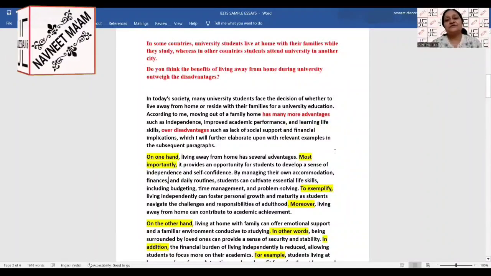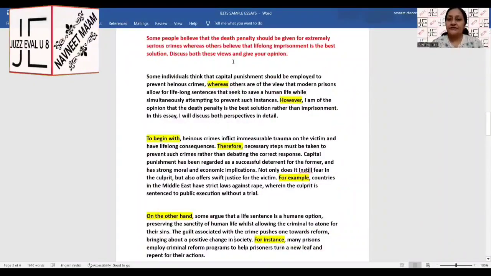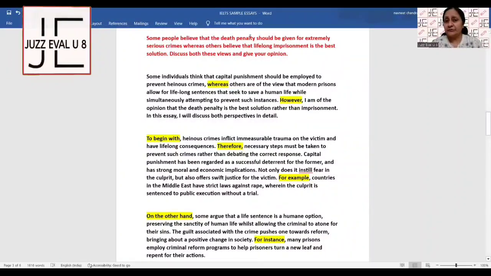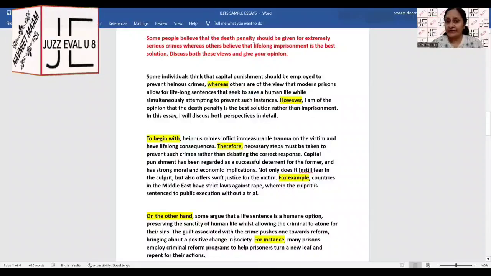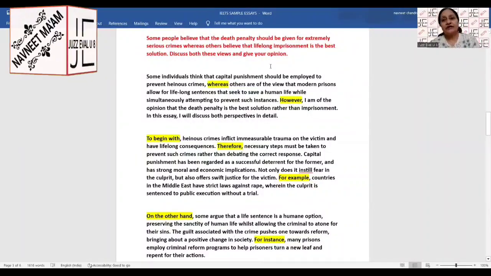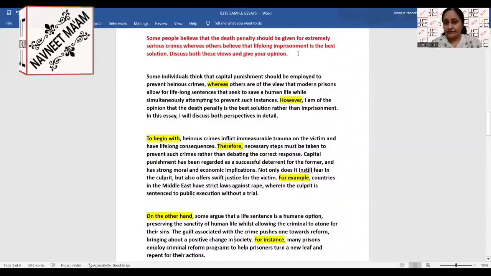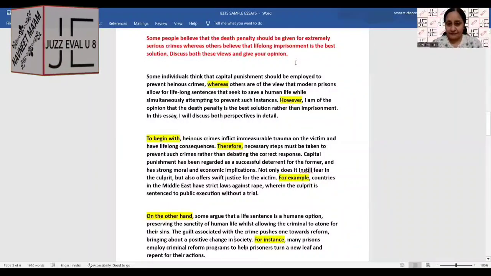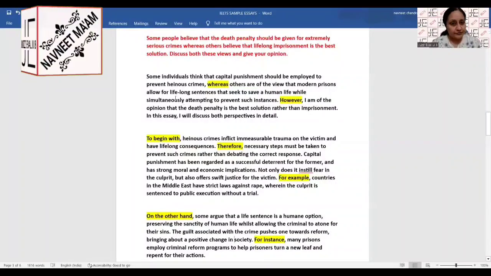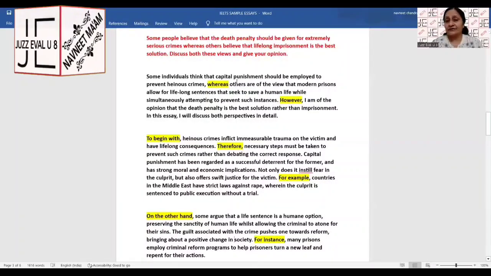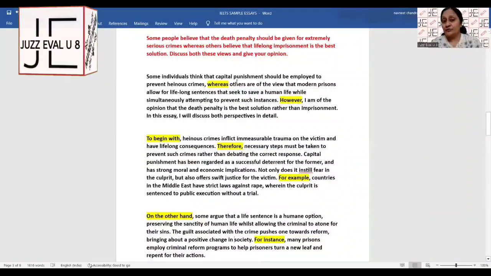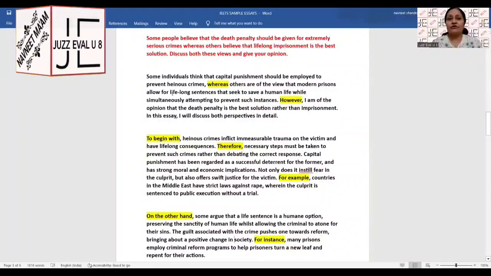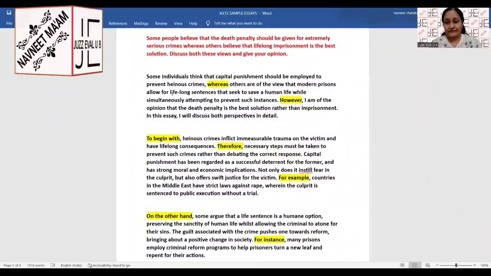Okay, so let's go to another type of essay now. Now, this is a two-view essay. Here, some people believe that death penalty should be given for extremely serious crimes, whereas others believe in lifelong imprisonment. Now, you have to discuss both these viewpoints and also give your opinion. So, how do you go about it? So, you mention that some individuals think that capital punishment should be given for such heinous crimes, whereas others are of the view that lifelong sentences are good enough.